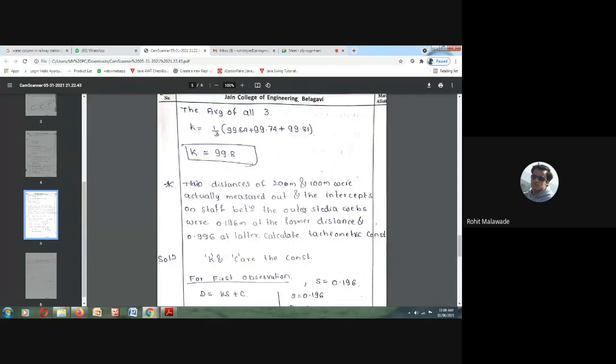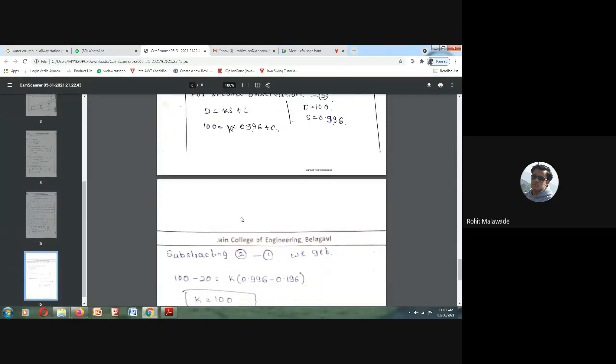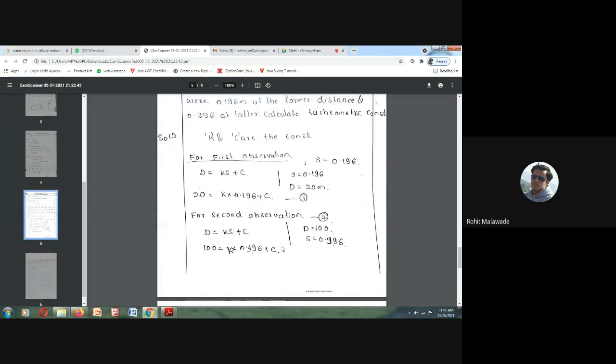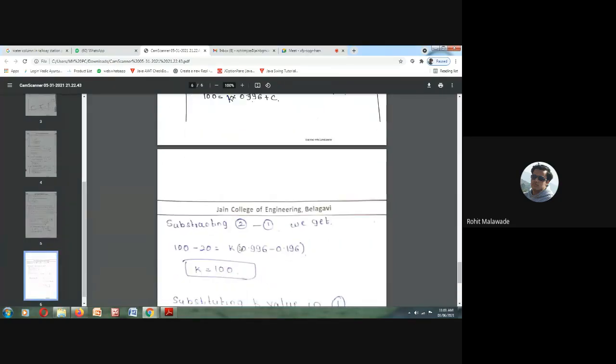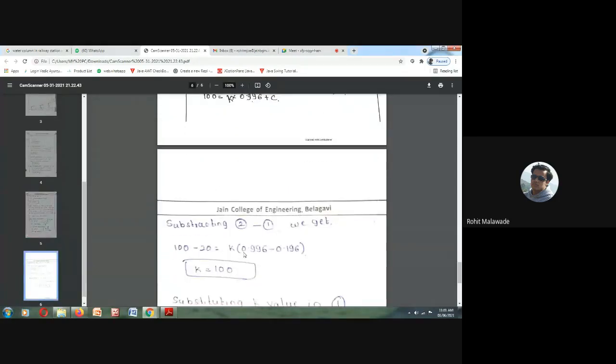What have they given? For the second observation, the staff intercept is 0.996, right? And they have given the staff reading as 0.996 and the distance is 100. So D is equal to 100 is equal to K into S, which is 0.996, plus C. So both we want to find out now. Now subtracting 2 from 1.